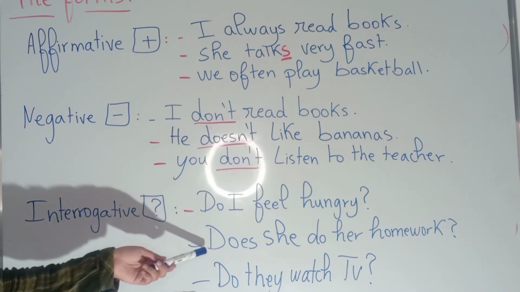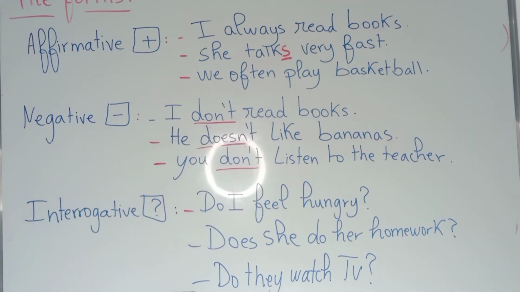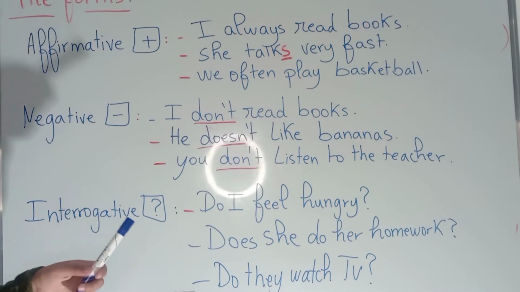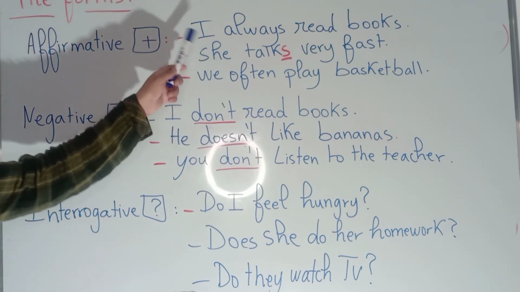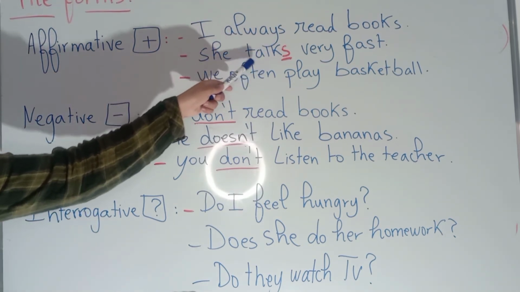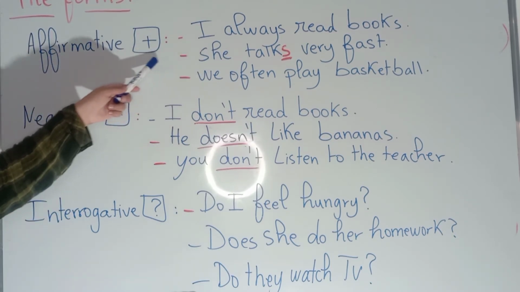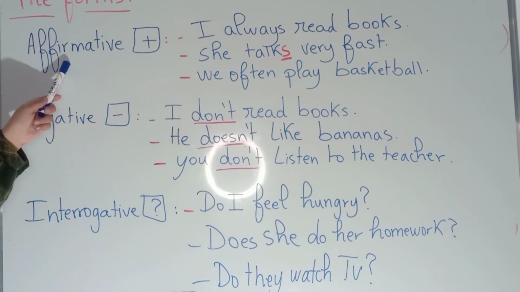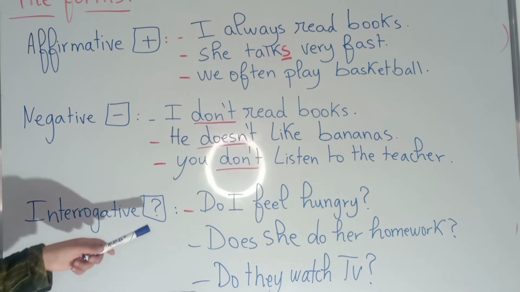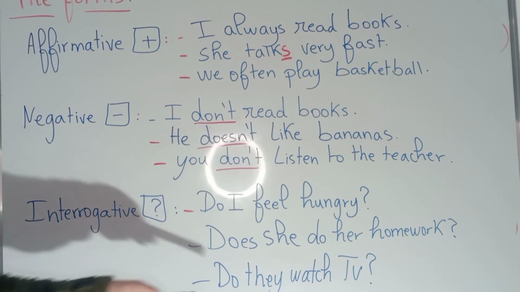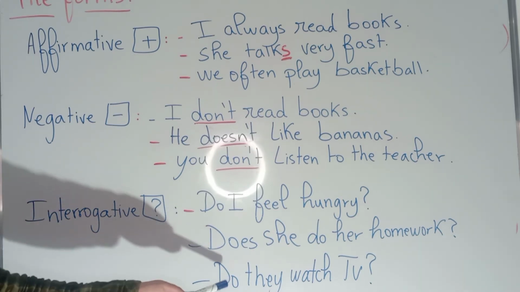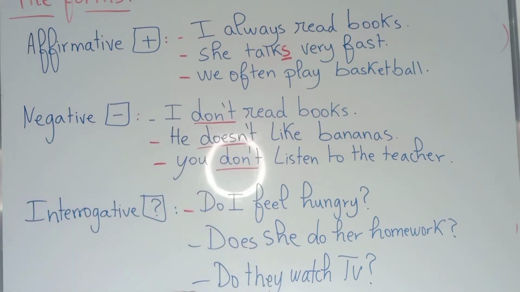Okay, let's move on to the next example. So here, we don't add s. I already told you that we add s at the end of the verb when we have he, she, it in the affirmative form. You can't use it in the negative form and you can't use it in the interrogative form. Okay, and the last one, which is, do they watch TV?